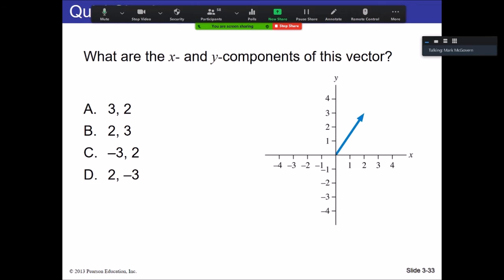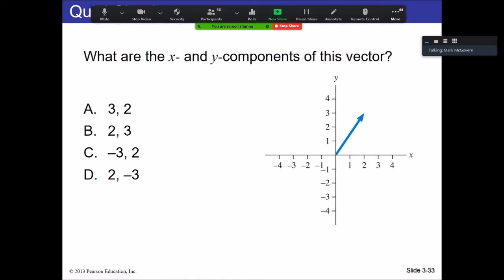I could place this vector anywhere I want to. It's just easier if I put the tail at the origin. So I dare you, in the chat, tell me what letter you think is correct here. What are the components of this vector? Now, just to be clear, the way we write the components out would be similar to the way that you were to specify a point in a Cartesian coordinate system. The first one is the x and the second one is the y. So, come on. Time to impress me.